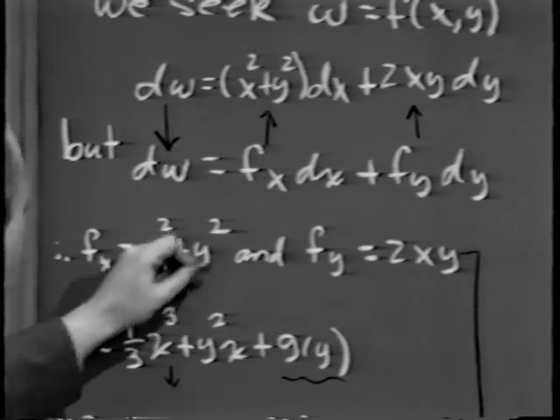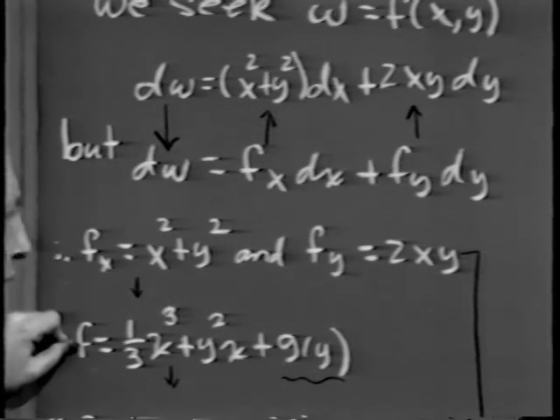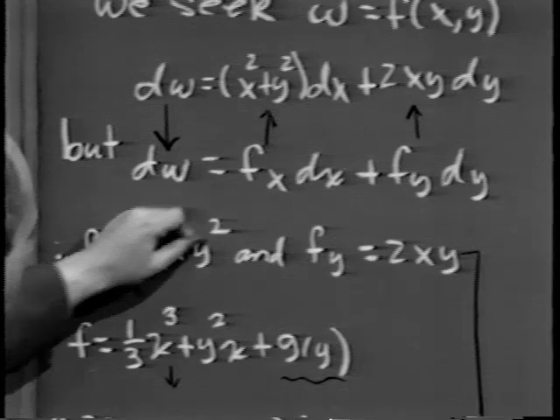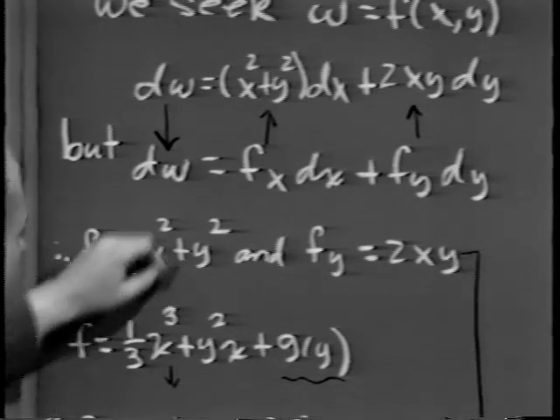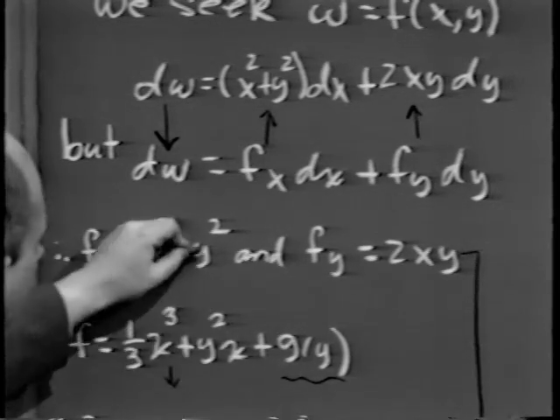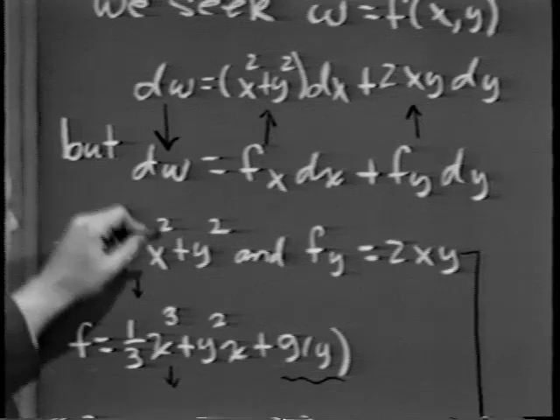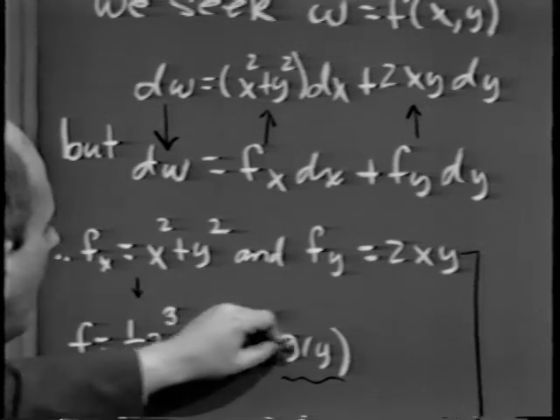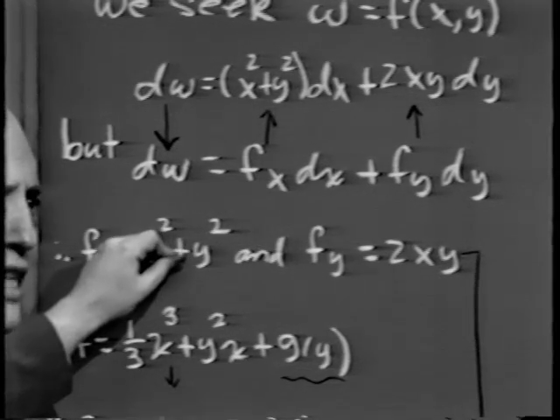If I'm treating y as a constant, I just integrate this thing as if x were the only variable. Treating x as a variable and y as a constant, the integral of x squared is 1/3 x cubed. The integral of y squared is simply y squared x because y is being treated as a constant. And finally, there must be a constant of integration, but my constant now is any function of y.